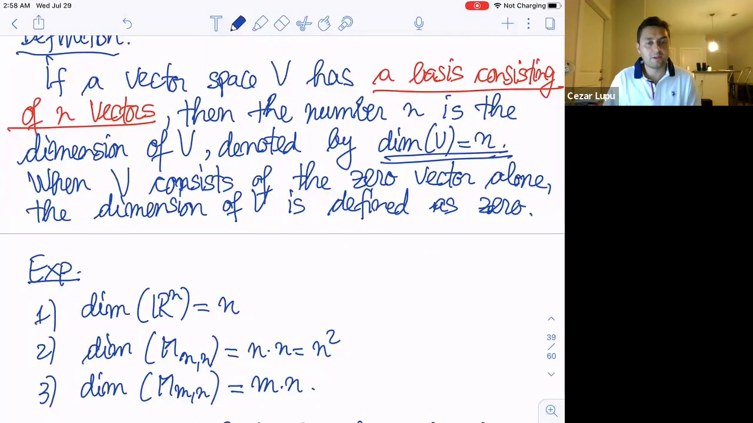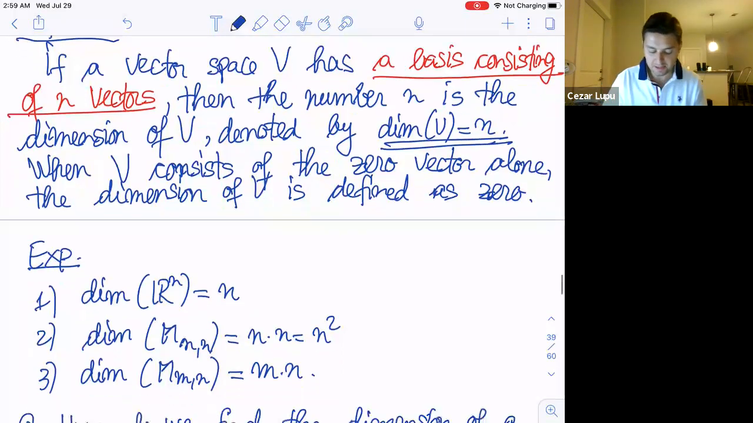For example, if we take another vector space, such as the vector space of n by n matrices, so the square matrices of size n, or order n, the dimension will be n times n, which is n squared. Or if we take the vector space consisting of all m by n matrices, the dimension of this space will be m times n. Anyway, this is very simple to see.